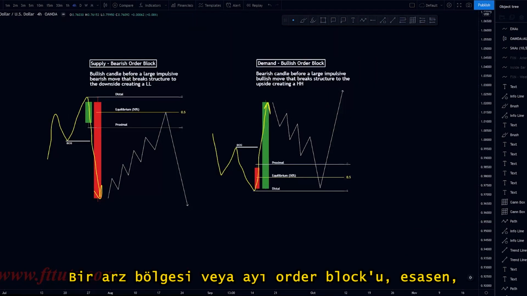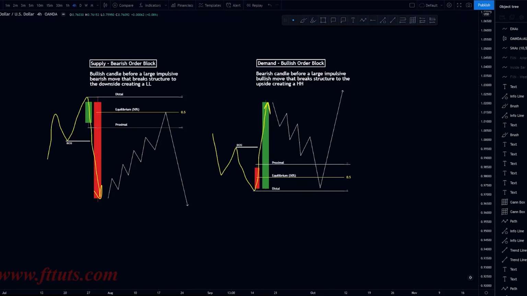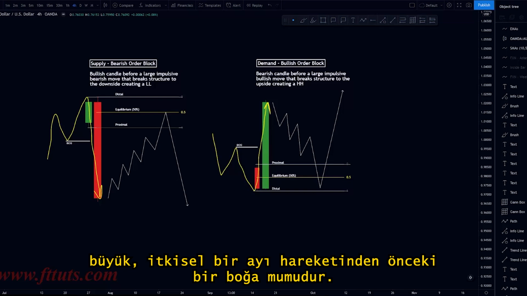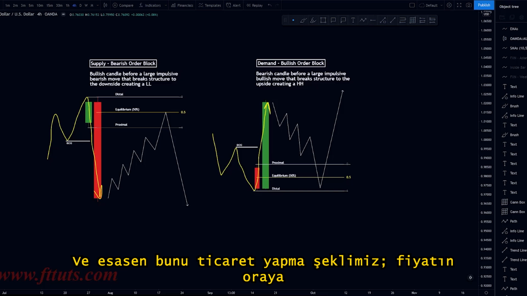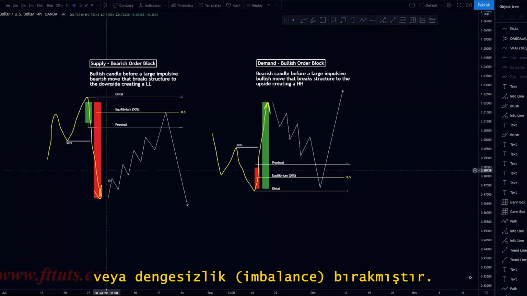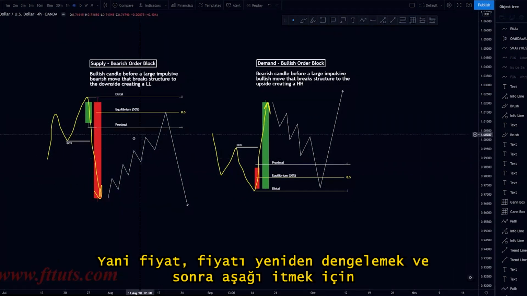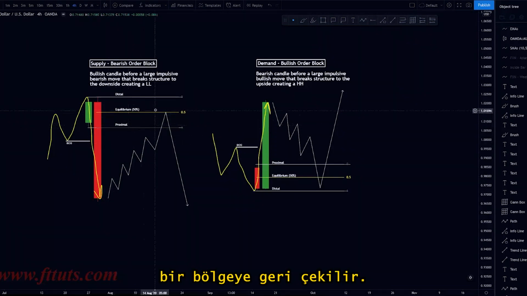A supply zone or a bearish order block is essentially a bullish candle before a large impulsive bearish move that breaks structure to the downside, creating a lower low. And essentially the way we want to trade this is price gravitating back to the order block, since this would have left inefficiency in the market or imbalance.